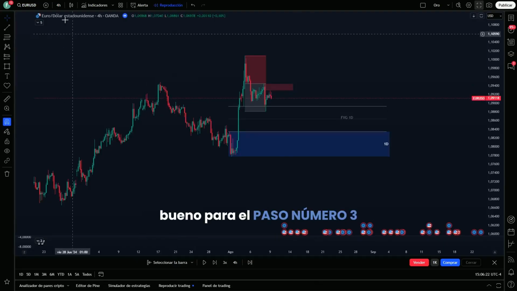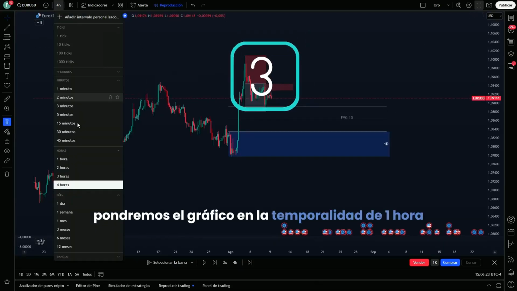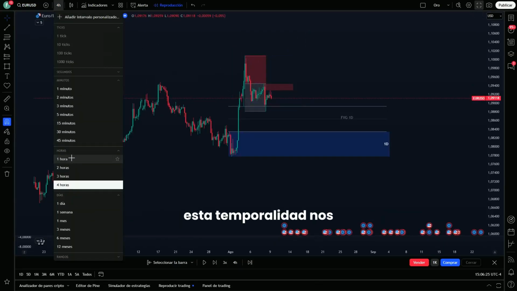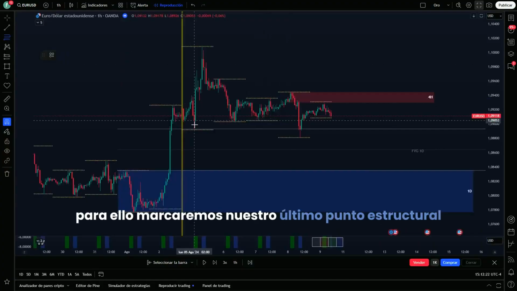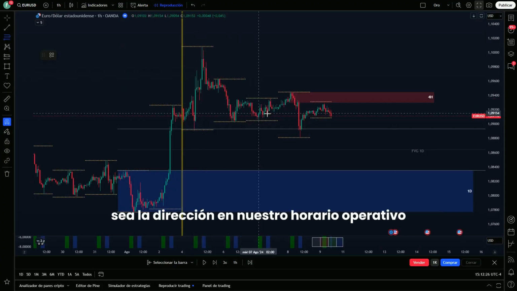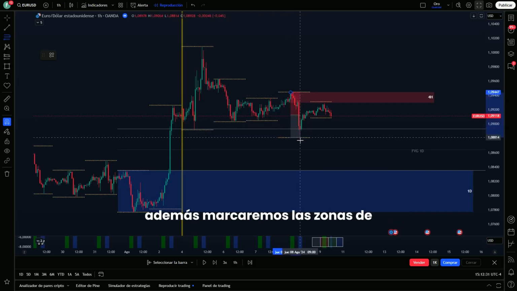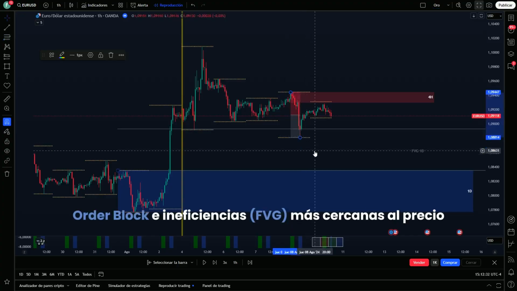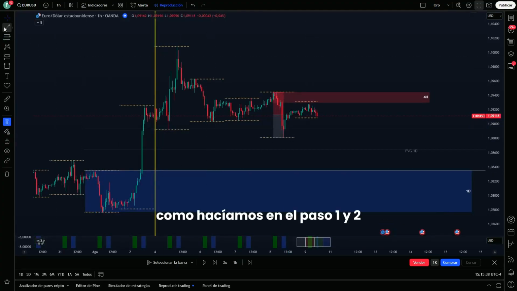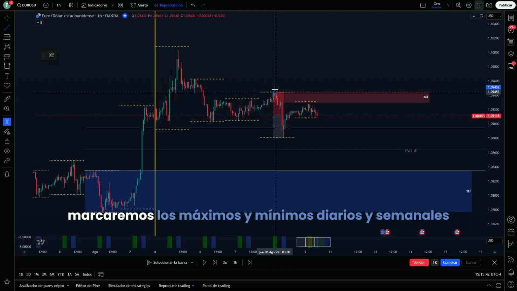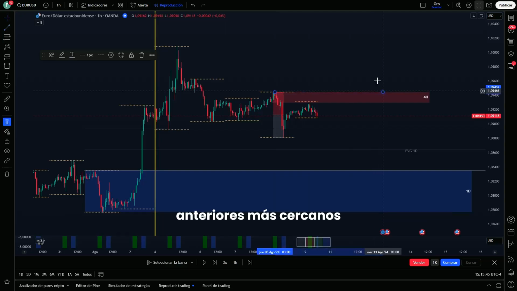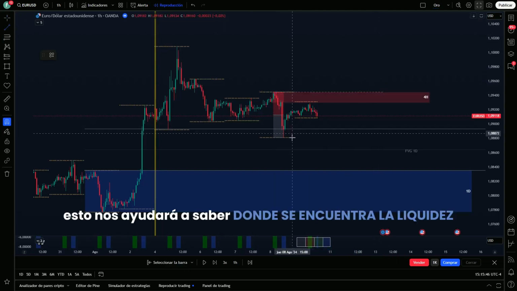For step number 3, we'll set the chart to the 1-hour time frame. This time frame will provide much more information for our intraday trading. To do this, we'll mark our last structural point, which will likely be the direction during our trading hours. We'll also mark the order blocks and inefficiency zones closest to the price, just like we did in steps 1 and 2. We'll also mark the nearest previous daily and weekly highs and lows to find where the liquidity is.